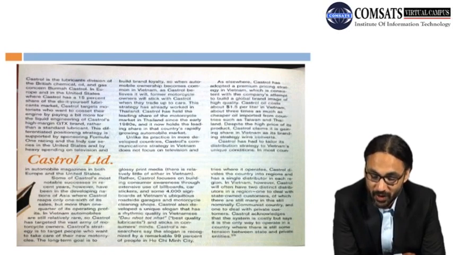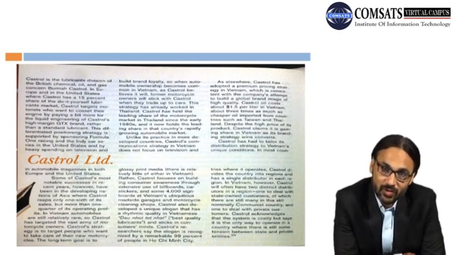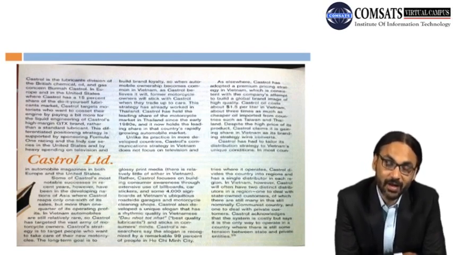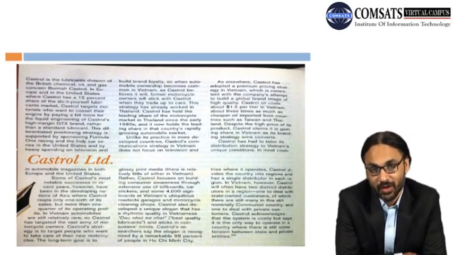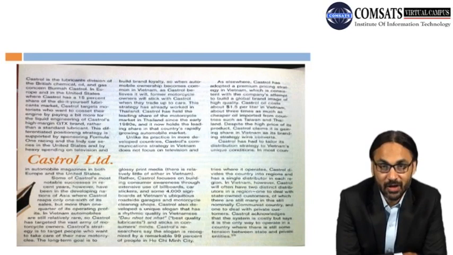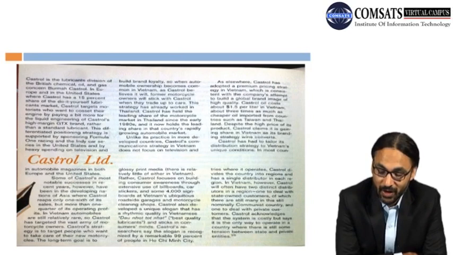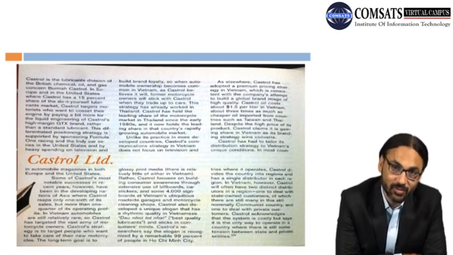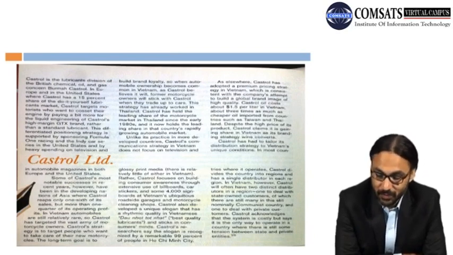Castrol has had to tailor its distribution strategy to Vietnam's unique conditions. In most countries where it operates, Castrol divides the country into regions and has a single distributor in each region. In Vietnam, they are using a distribution channel which is different from other countries, because of the lack of infrastructure and the small, poor villages.